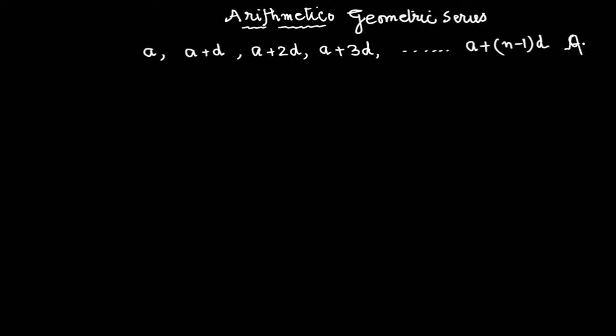Now I will take a GP whose first term is 1 and common ratio is r. The terms are 1, r, r square, r cube, and the nth term will be r to the power n minus 1.